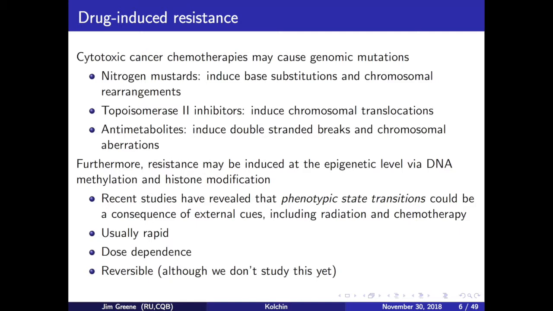They can actually induce resistance on the epigenetic, or this sort of phenotype plastic level, via this idea of DNA methylation or histone modifications. So in other words, the drug itself can promote phenotypic state transitions, again, due to chemotherapy or radiation. So these usually occur on a very, very fast time scale. They occur in a dose-dependent way.